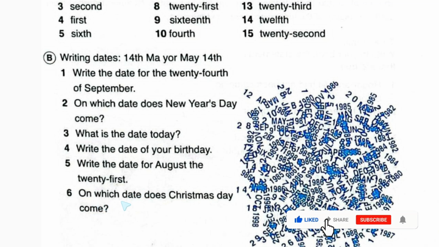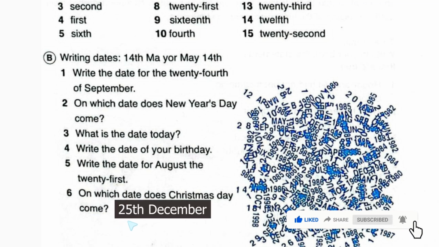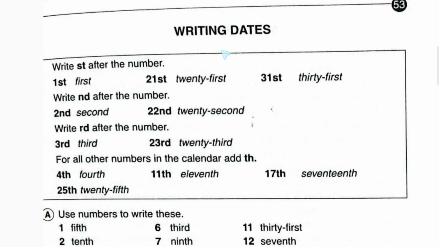6 number. On which date does Christmas Day come? This is so easy. 25th December. Now you know how to write dates using ordinal numbers in English.